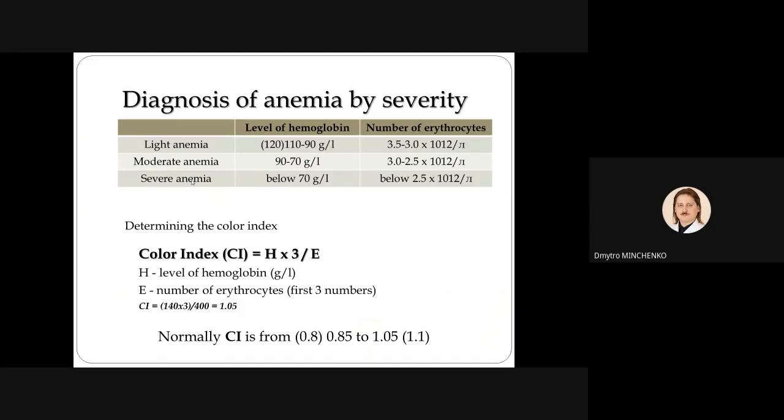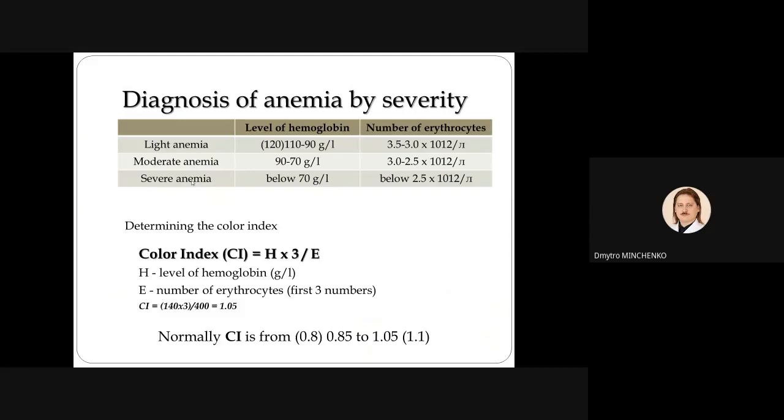Diagnosis of anemia by severity. Mild anemia, 120 to 90. But here it states 110. This is to specify for small children below the age of 6, because if you remember their normal is less than 120. They have the physiological anemia. Number of erythrocytes 3.5 to 3. Again, this can be normal in very small children.